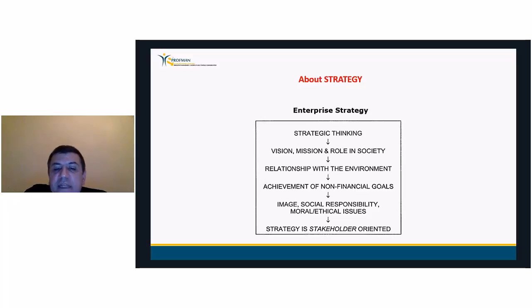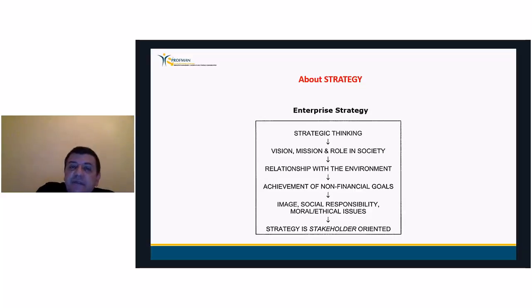For example, as a non-for-profit organization or as a profit-making firm. Enterprise strategy should address questions like these ones. How is the organization perceived by its stakeholders? What are their values and expectations, and what does the organization stand for? The enterprise strategy acts as a framework to guide the formation of corporate policies and strategies in other areas.